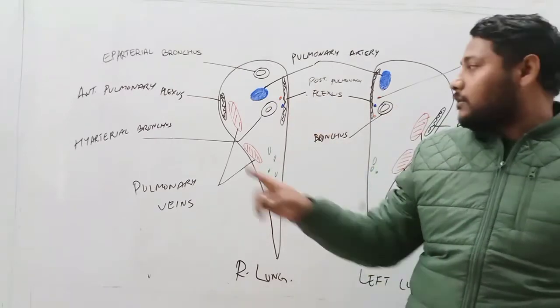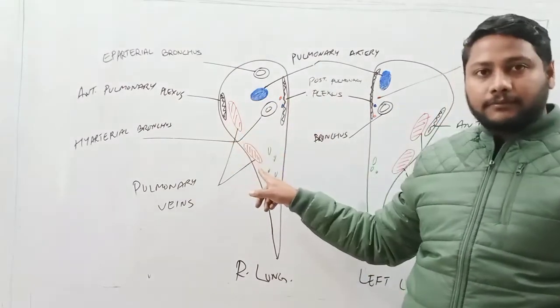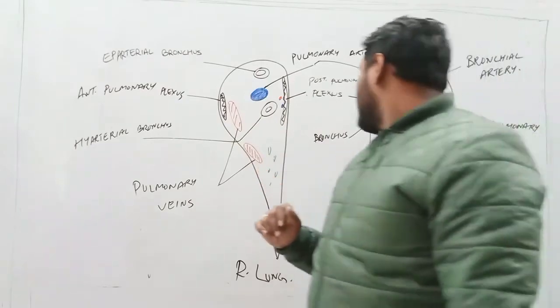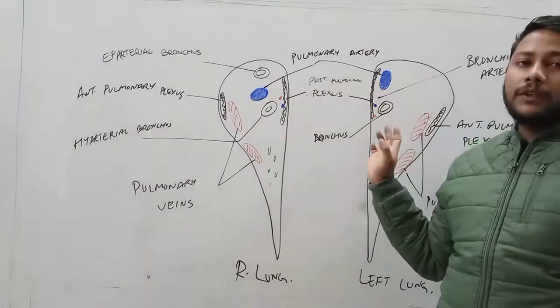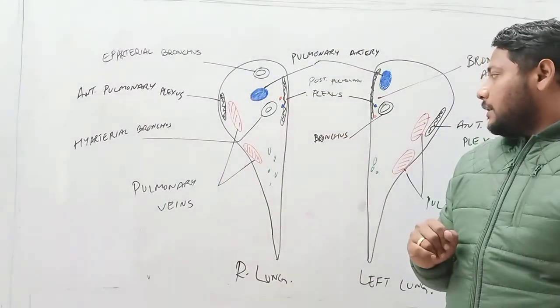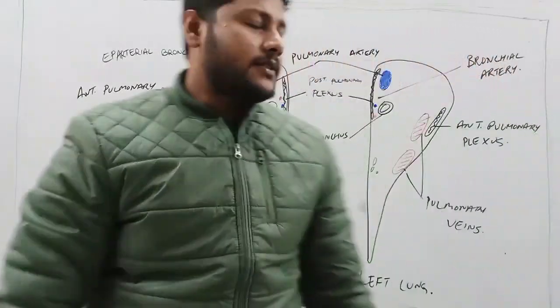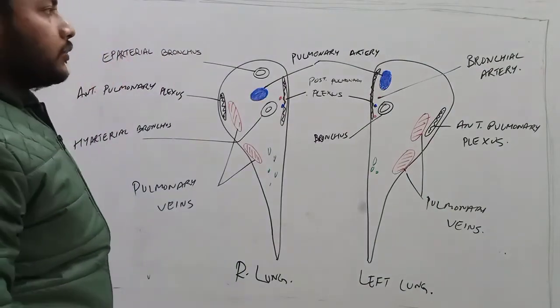What are the structures coming out? The pulmonary veins, right? Okay. So this is a basic difference which you should understand in the root of the lung. The arterial supply to the lungs is through the bronchial arteries.